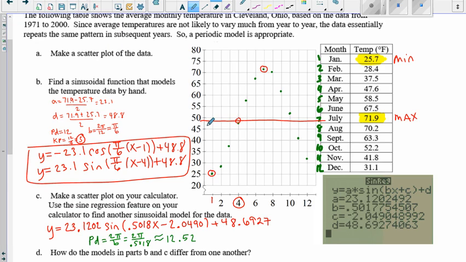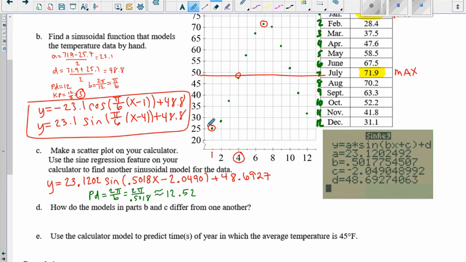So for this, we can see that the period is different. That's how they differ from one another. And also the phase shift was different. It was not factored out here. So the period and the phase shift.